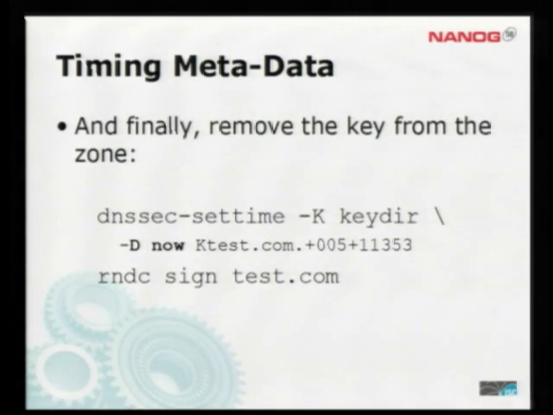And then finally, you want to get rid of that key completely. You want it to be deleted from the zone data. Set time -D now for deletion, and re-sign the zone, and congratulations, you've now done a key signing key rollover.